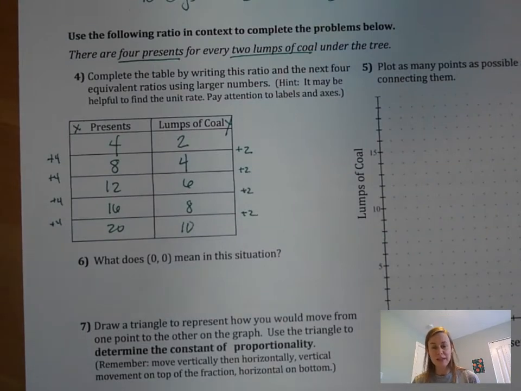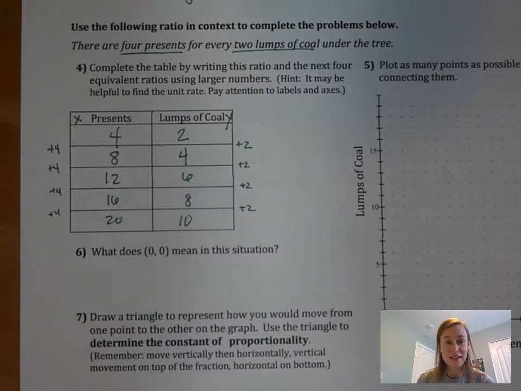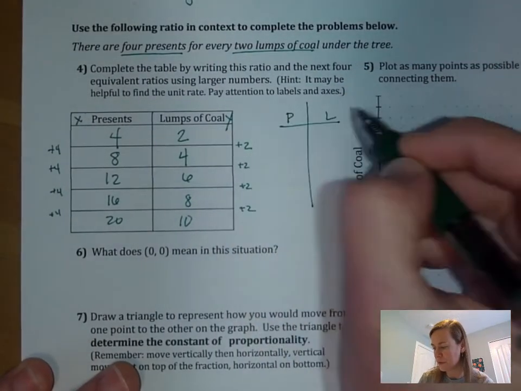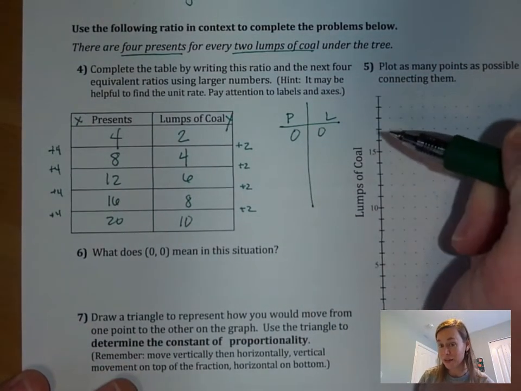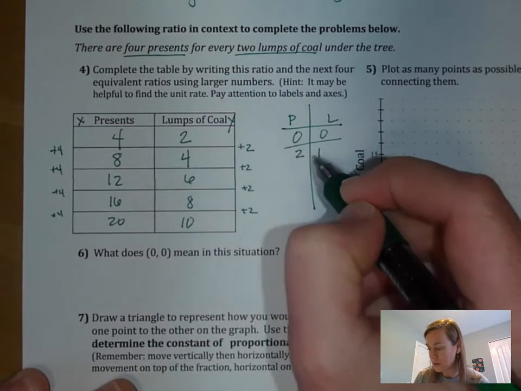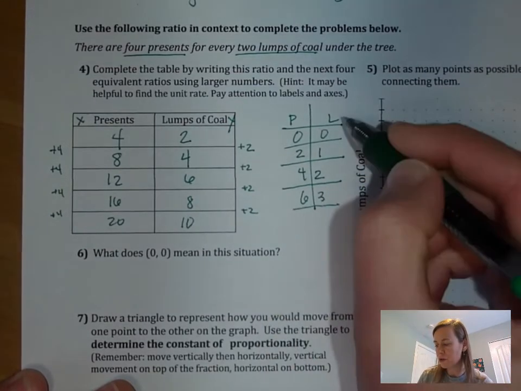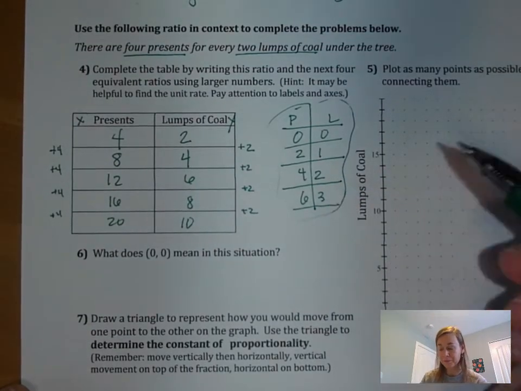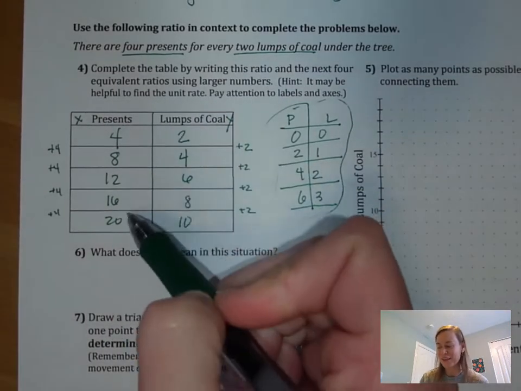All right, now if your table, if you did it before you watched this video, which I hope you did, at least give it a shot, if your table looks different, it's possible that you did it totally right. For example, I'm just going to write P here and L here, P for presents and L for lumps of coal. What if you started with 0 and 0 over here? That would be totally fine. Even if you went like this, 2 to 1, 4 to 2, 6 to 3. If your table looks more like this, I want you to think of that as correct, okay? There's nothing wrong with that. If your table does not look like this, don't worry about it. Perfectly fine if it looks like this one.